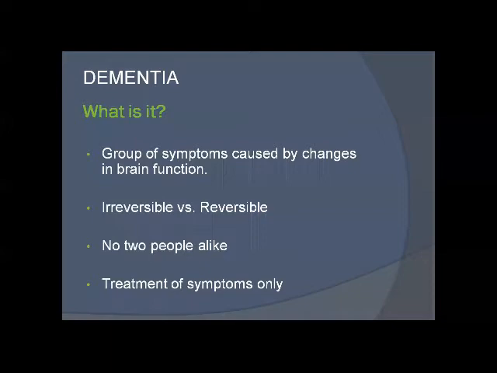What is dementia? Dementia is not Alzheimer's. Dementia is a group of symptoms. It's just an overall umbrella, a group of symptoms caused by changes. Some of it's reversible, some of it is not reversible. No two people are ever alike. And in the current system, they look at treatment of symptoms only, not the person and the need. It's just the symptoms that come from people not getting their needs met.